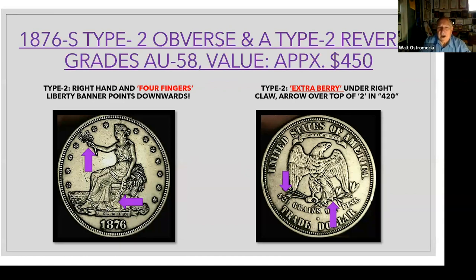But here's a type two, obverse and reverse. And this is a grading of an AU coin, approximately $450. But notice here the hand, you can count the fingers, and I tried to blow it up so you can see all four fingers. And the banner points downwards on the band of Liberty. The reverse has the extra berry right below the eagle, and you'll also notice that the arrow is nearly touching. It's just a slight gap, but it's a lot closer than it was in the type one. So those help you identify your two major types.